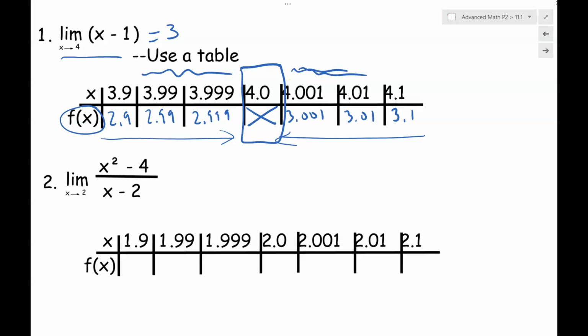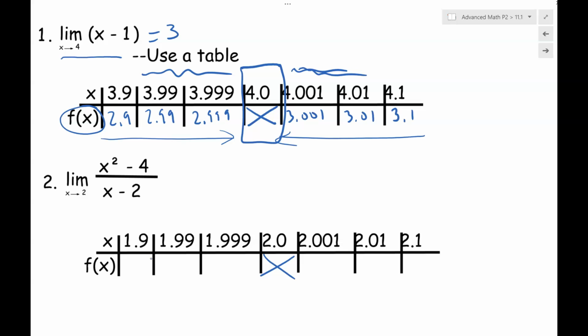Because if you look at the next example, the limit as x approaches 2 of x squared minus 4 over x minus 2. If I try to plug in 2, you'll notice you get 2 squared, that's 4. 4 minus 4 is 0. And 2 minus 2 is 0. You get 0 over 0. You get a 0 on the bottom. We can't do it. There is no answer to this. Okay? So I can't just do that. So I'm going to have to plug in these values.